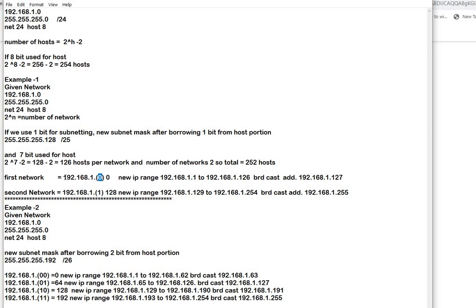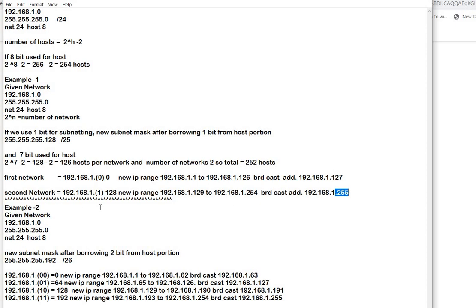The first network will be 192.168.1.0, and the IP range will start at 192.168.1.1 and go up to a maximum of 192.168.1.126. The last address for any network range is always the broadcast address. 192.168.1.127 is the broadcast address for the 192.168.1.0 network. Similarly, the second network is 192.168.1.128, and the IP range will start with 129 and go to 254. 255 is the broadcast for the second network range.